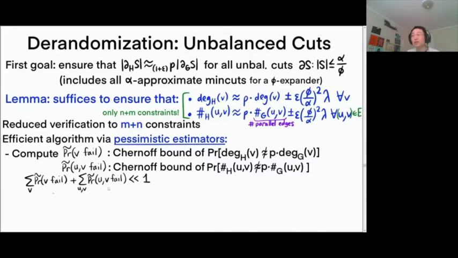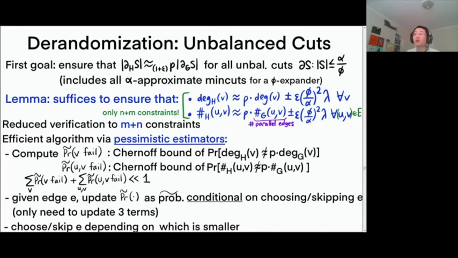And essentially by the randomized analysis, we know that the sum of all the union bound over all these upper bound probabilities is much less than 1. And this is just by the same analysis of the randomized algorithm. Now, given an edge E, we'll actually loop over all the edges in the graph in order. And for each edge, we'll determine on the spot whether to include that edge in the sparsifier or not. Given each edge, let's try to update the probabilities, the upper bounds, the Chernoff bounds, conditional on choosing E, and let's also update them conditional on skipping E in the sparsifier.